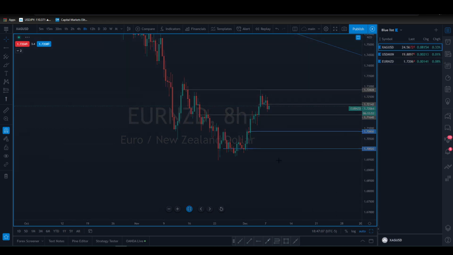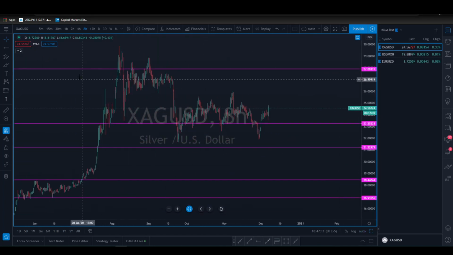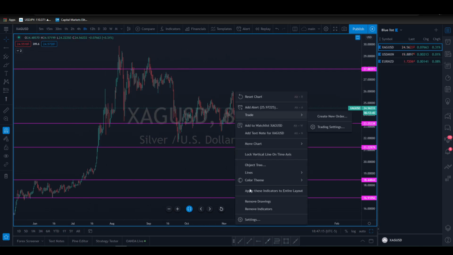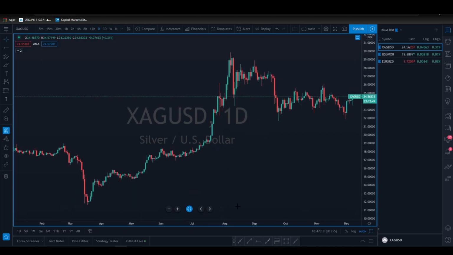Silver. All right, guys. On silver, we have been trading in a range. Let me get rid of these lines because I don't know why they're there. So let's get into this.